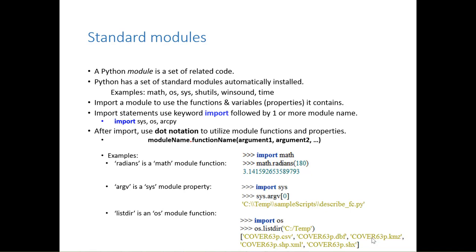Now, in our add.py exercise, we saw one of the standard modules in Python. That was the sys module, which stands for system. A standard module is, well, first of all, a module is a set of related code, and Python has a set of standard modules that are automatically installed when Python itself is installed. Some examples are the math module, OS, the sys module, shutil, winsound, time.